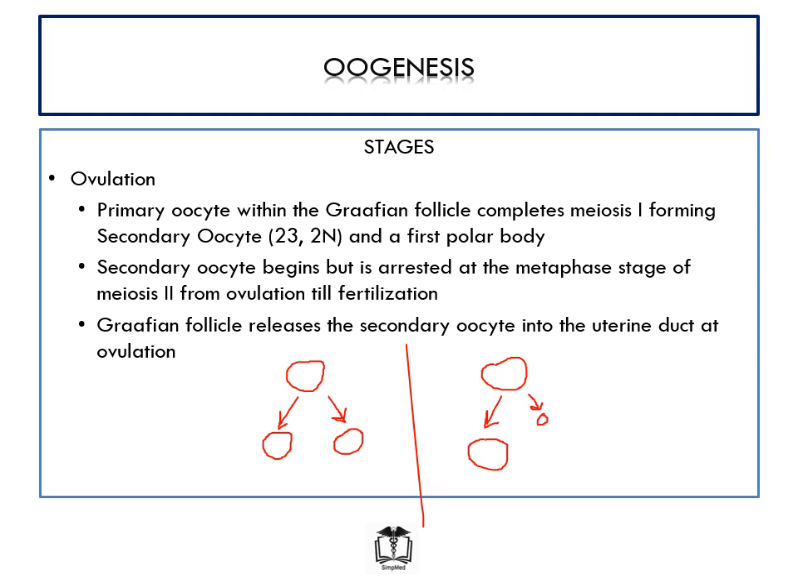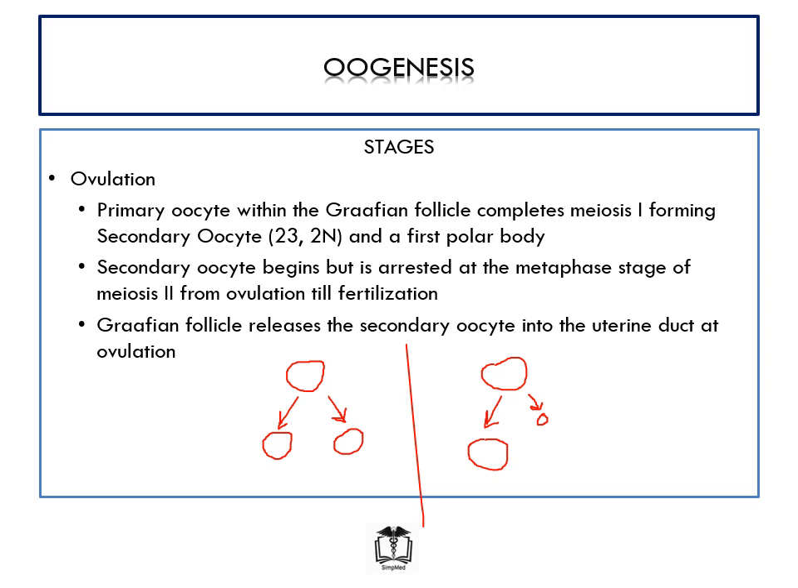The secondary oocyte, whereas, undergoes meiosis 2. It begins to undergo meiosis 2 at ovulation, or let's just say before ovulation, usually around the 14th day. But the meiosis 2 becomes halted as well, at the metaphase stage of meiosis 2. So for the primary oocyte it is the prophase stage of meiosis 1, and for the secondary oocyte it is the metaphase stage of meiosis 2. And this process occurs from ovulation till fertilization. It is only after fertilization occurs that the secondary oocyte can complete meiosis 2.